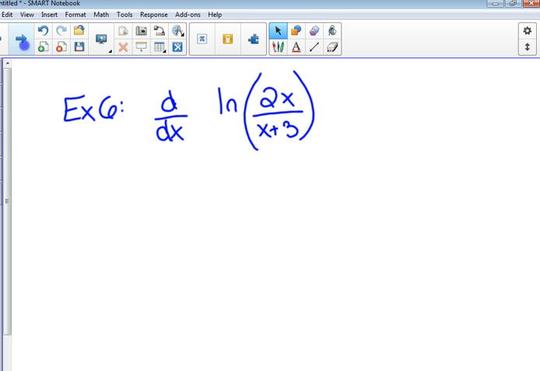Well, ln of 2x minus ln of x plus 3. Is that what you mean? Have them all do it. No, it's 2x times 1 over x plus 3. Would that make it easier? 2x over 1 times 1 over x plus 3. You know what I'm saying? Break it down.